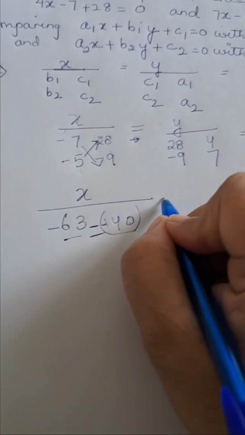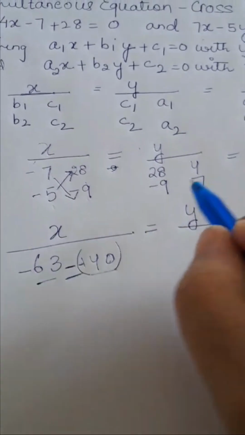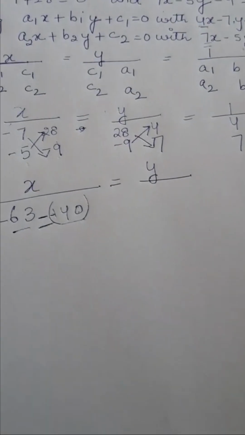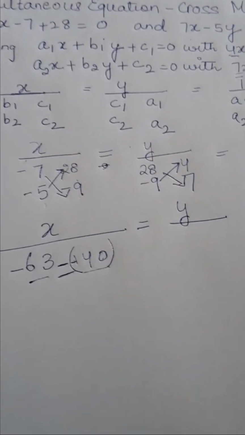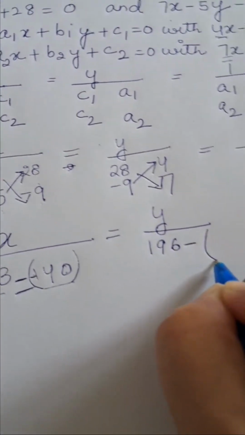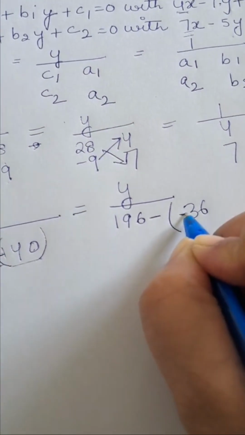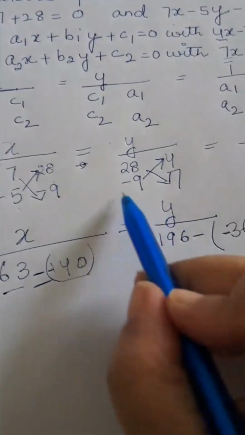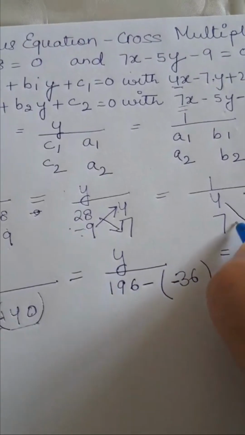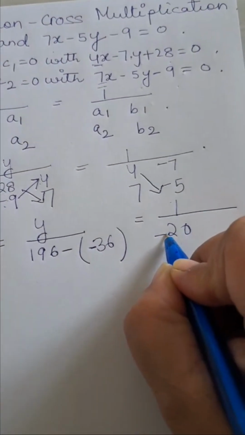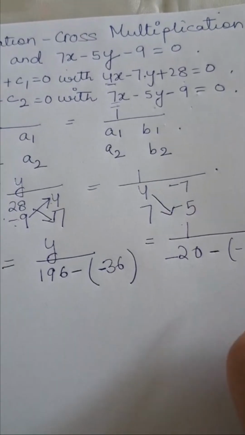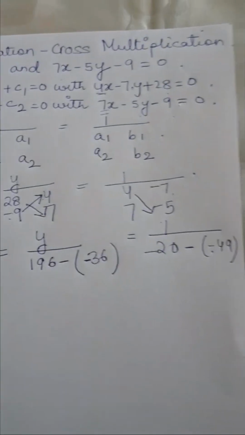Same way you will do for y. 28 with 7 and 9 with 4 you will multiply and put a minus sign. So 28 into 7 is 196 with a minus sign, and 9 fours are 36 with a minus sign. 9 fours are 36 and there is a minus, so plus minus minus, this is clear. Now we will multiply 4 with 5, that is minus 20 with a minus sign, and 7 sevens are 49 and plus 7 into minus 7 is minus 49.